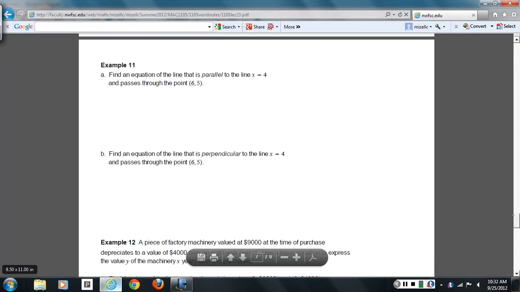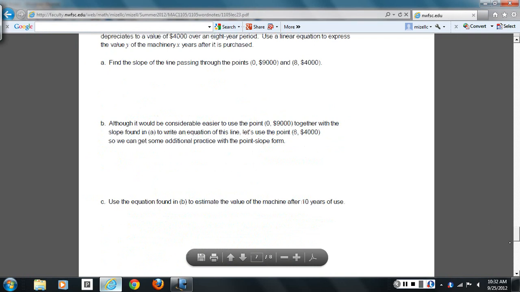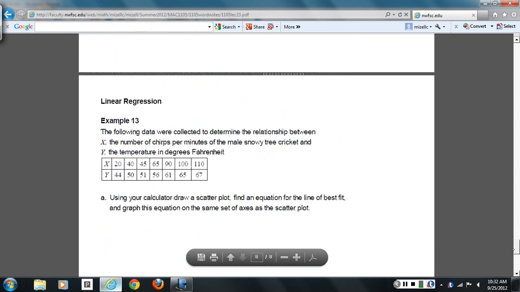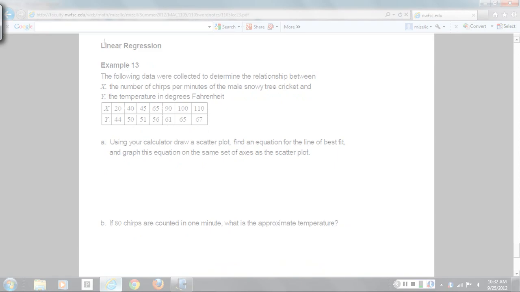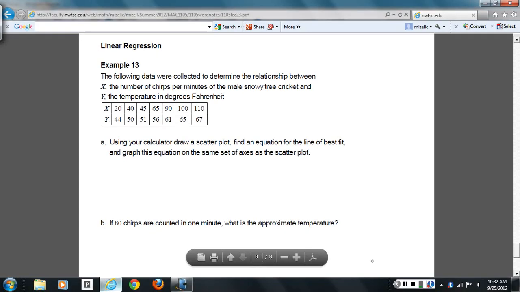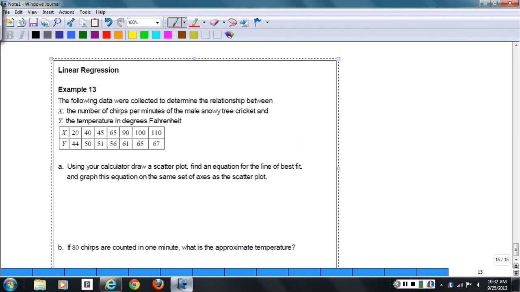The example 12 I want to skip. Do we have almost 15 minutes? Not quite. I want to give you kind of an idea of how to approach example 13, this linear regression equation. It is a calculator-driven problem. Did you bring your calculator today? If so, you want to get that out. If not, be sure and bring it next time, because we'll probably do one more example of this next time.